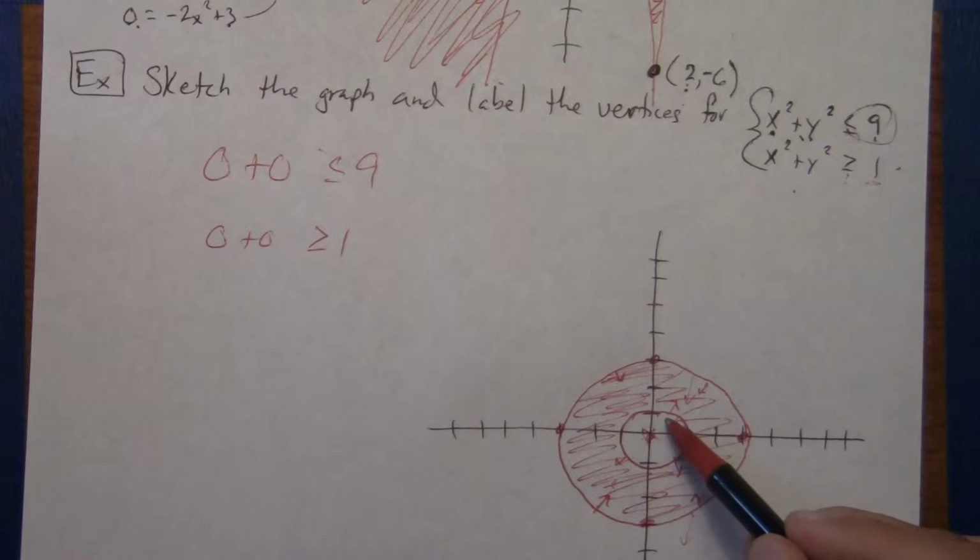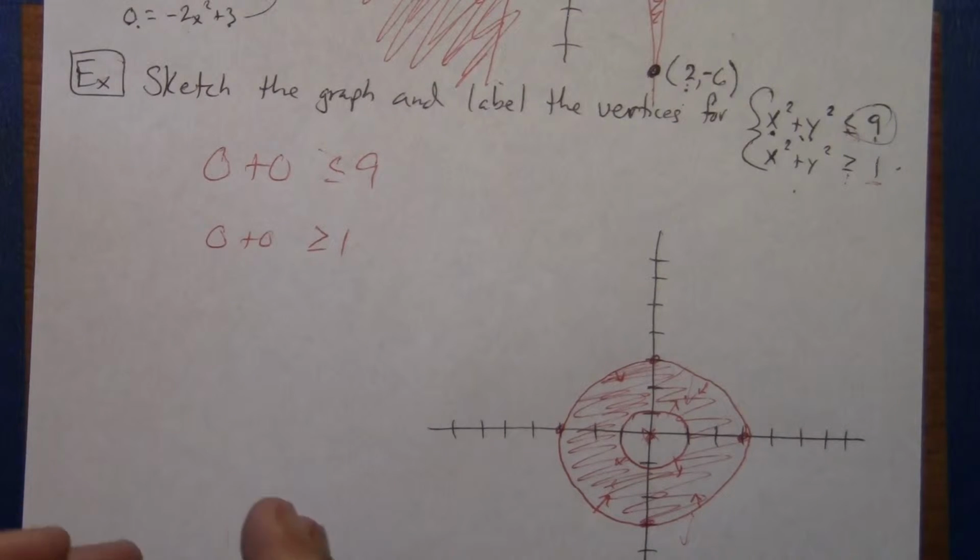In terms of vertices, since these two things aren't intersecting, I would say that we just don't have any. Again, in the long run, the vertices aren't important for what we're doing right now. It's more for section 7.6.